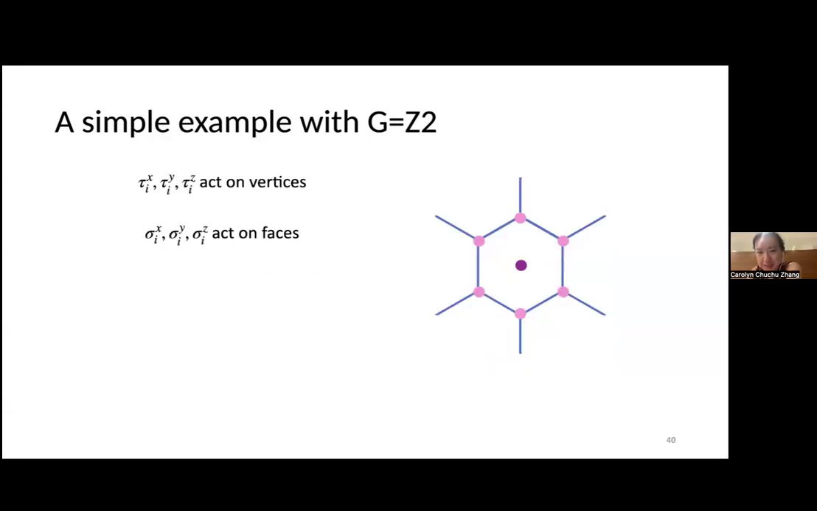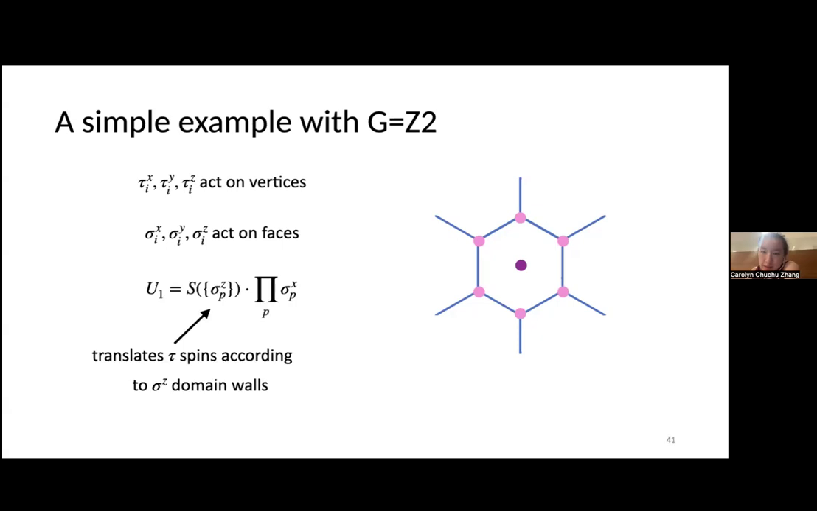Okay, so the simple example is as follows. We consider a 2D lattice, and there are faces and there are vertices. The sigmas act on the faces and the taus act on the vertices. And all these are just qubits, so they're just two-level systems. The symmetry operator acts as follows. It does a spin flip on all of the faces, and then it does a translation on the vertices according to the sigma z domain walls.